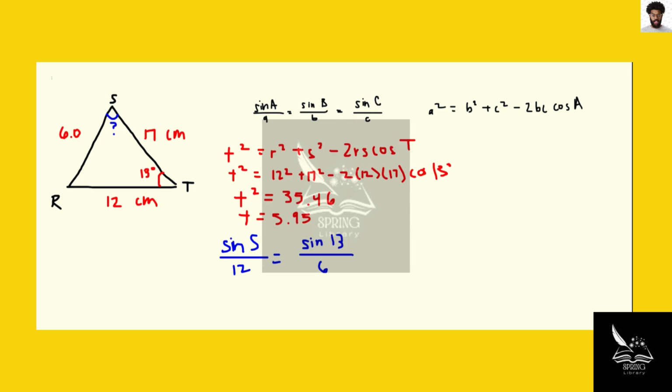So when we simplify the right-hand portion of our equation and multiply it by 12 in order to get sine S by itself, we're going to find that the sine of S is equal to approximately 0.453. And so to find the measure of angle S, we are going to take the inverse sine of both sides of our equation. And we get angle S is approximately 27.0 degrees.